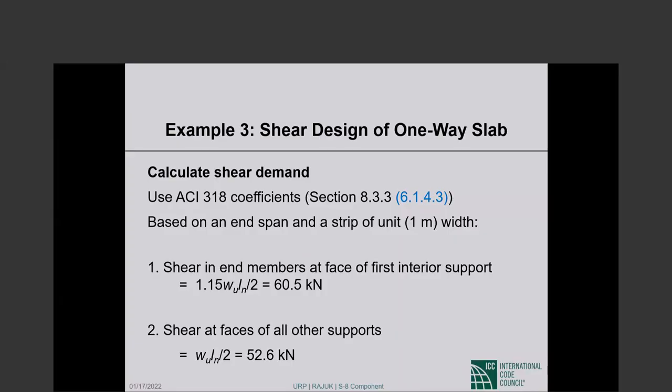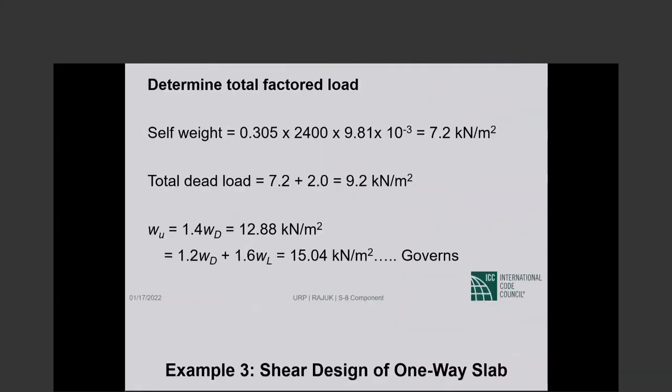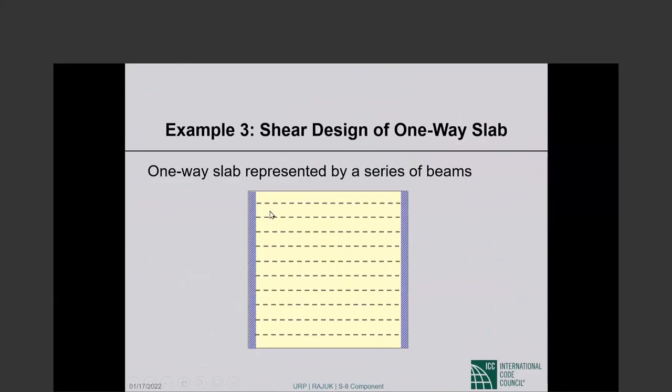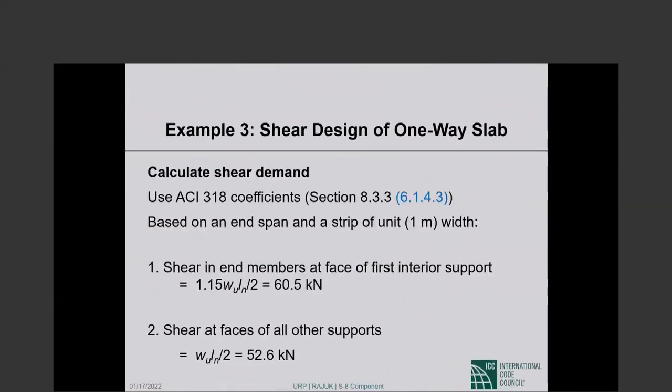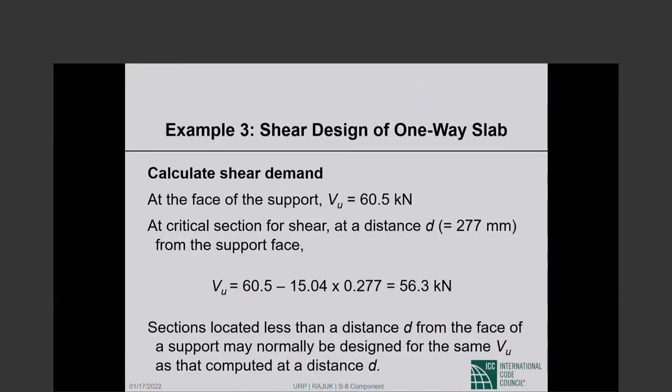So that's 60.5 kilonewtons. Shear at faces of all other supports is just W_u L_n over 2. So going back, if this is the first support and there are many supports afterwards, the highest shear will be at the exterior face of the first interior support, and that would be 1.15 W_u L_n over 2. And then at all other supports, it will be simply W_u L_n over 2. So the highest is 60.5 and at the other supports 52.6. So at the face of the support, the 60.5 is the highest value.